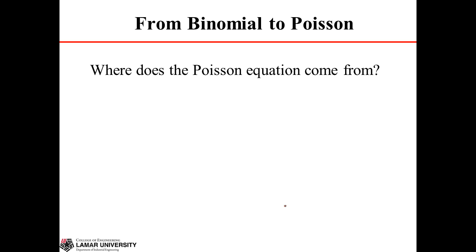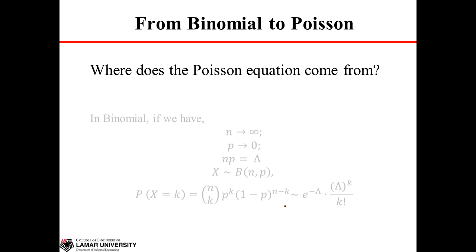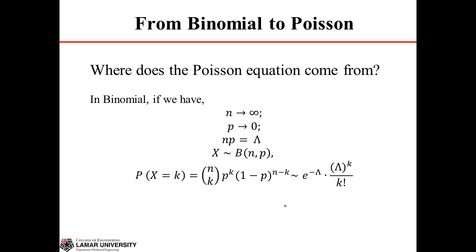So as I mentioned, there's a very close relationship between binomial and Poisson. So where does the Poisson equation come from? Well, it actually comes from binomial. For a binomial distribution, n is the number of trials, p is the probability of success for each given independent trial, and let's assume that n goes to infinity, while the probability of success goes to 0. So it's a very small probability, but this extremely large number multiplied by an extremely small number, the product goes to a constant lambda.